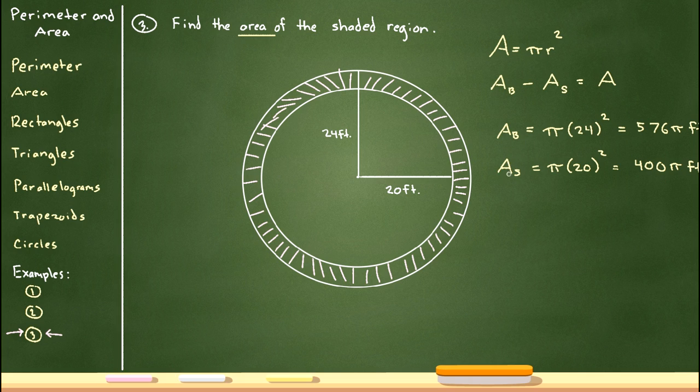So now, if I take the area of the smaller circle and I subtract it from the area of the larger circle, so 576 minus 400, this is going to equal 176, and the units on there, again, are squared feet. Okay? So 176 squared feet is the area of the shaded region.